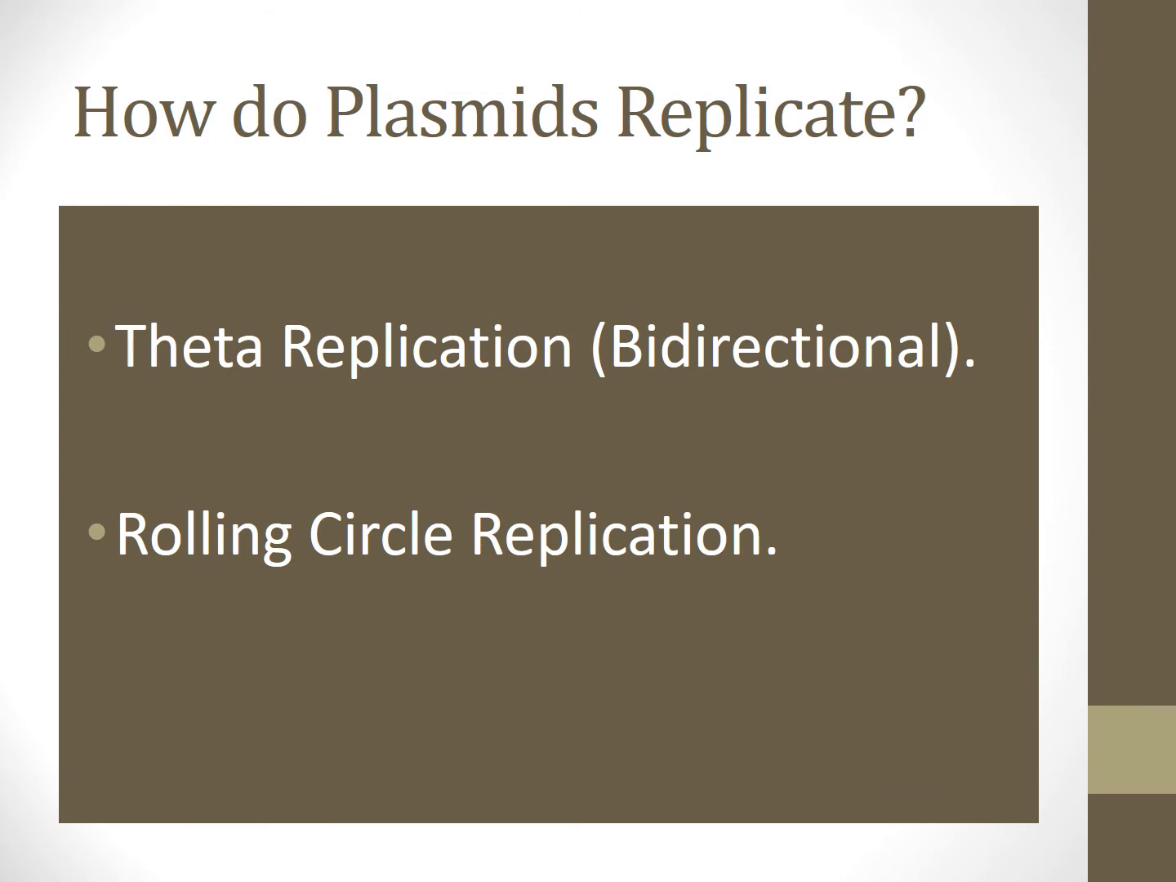Plasmids replicate by two methods. The first is by theta replication, which is bidirectional, and the second one is by rolling circle amplification.